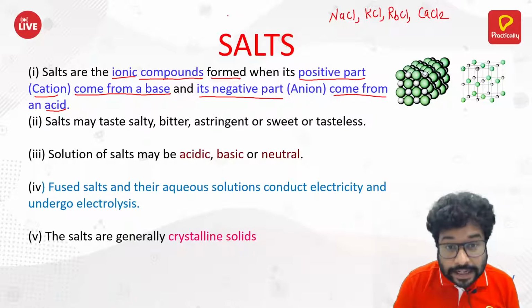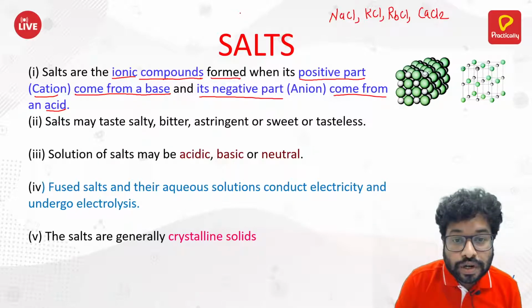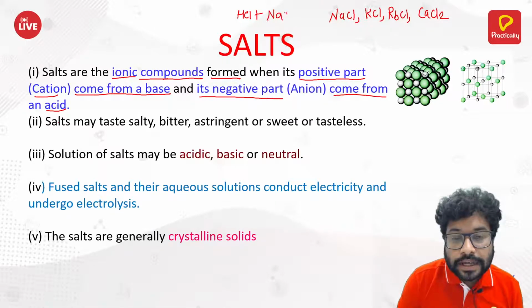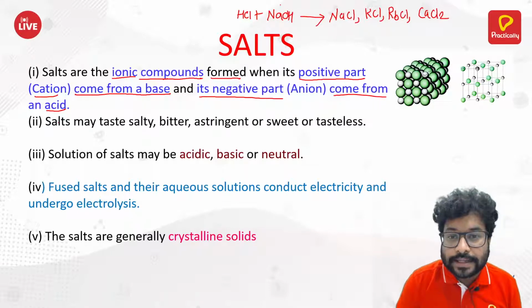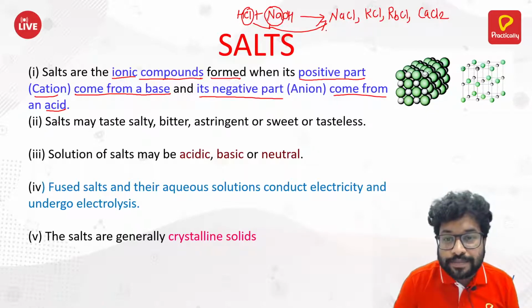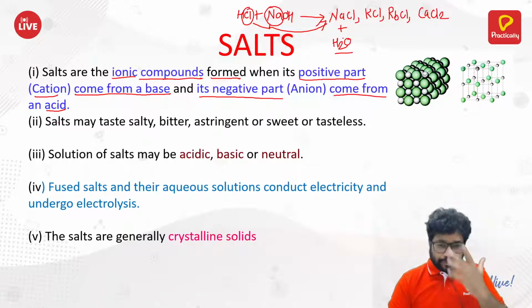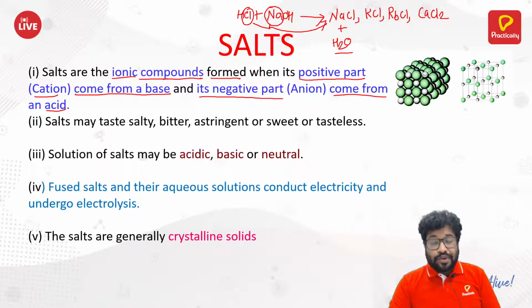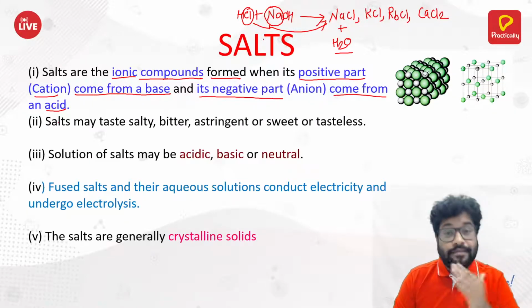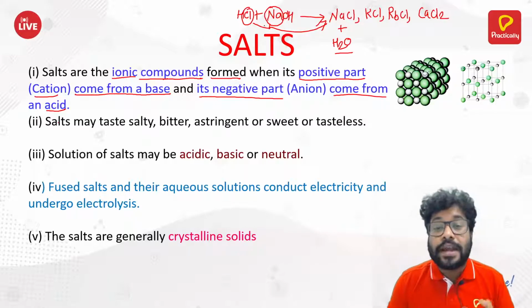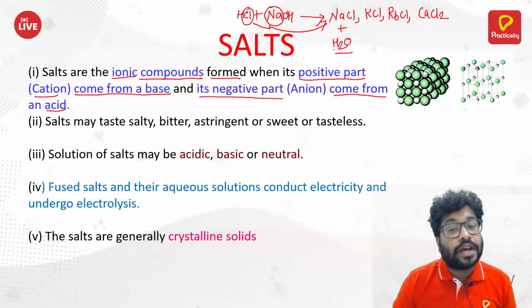If you look at NaCl, how must it have been formed? NaCl is formed by the combination of HCl plus NaOH. HCl plus NaOH together give NaCl. Here Na plus and Cl minus combine to give NaCl, and OH minus and H plus combine to give water. So this Na plus came from the base. Cations come from a base and anions come from an acid. That is how salts are made.